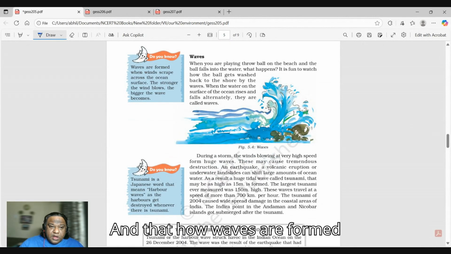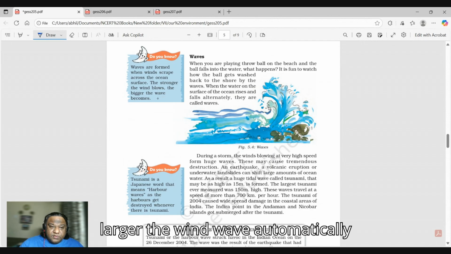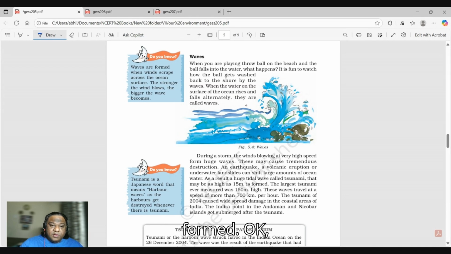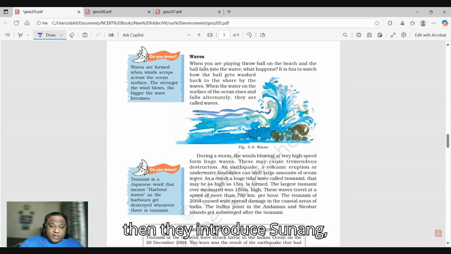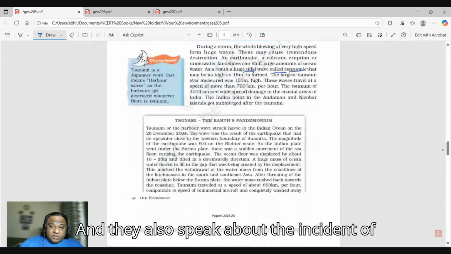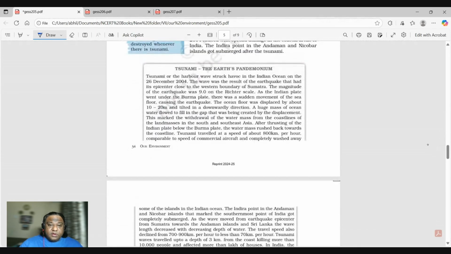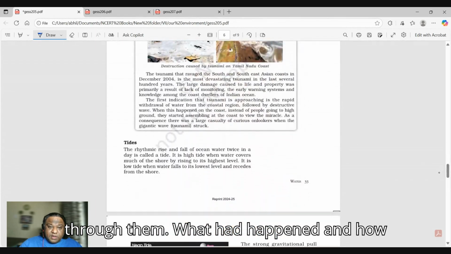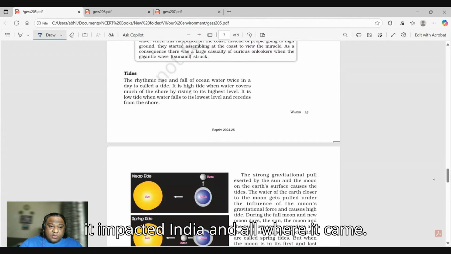And then how waves are formed through blowing winds. The larger the wind wave, automatically in the sea, the rougher the big waves formed. Then they introduce the tsunami, that huge tidal wave called tsunami. And they also speak about the incident of 26 December 2004. If you are not aware, please read through them: what had happened, how it impacted India, and where it came from.